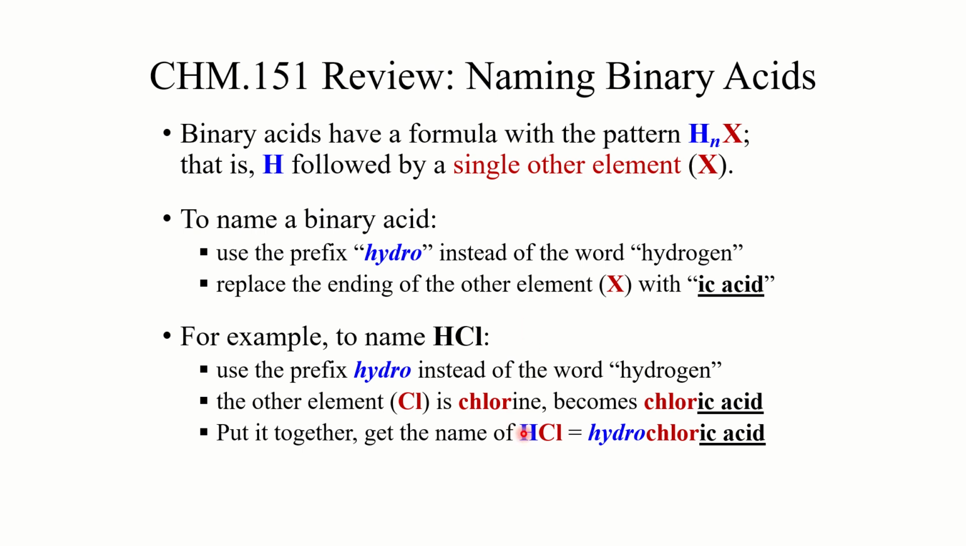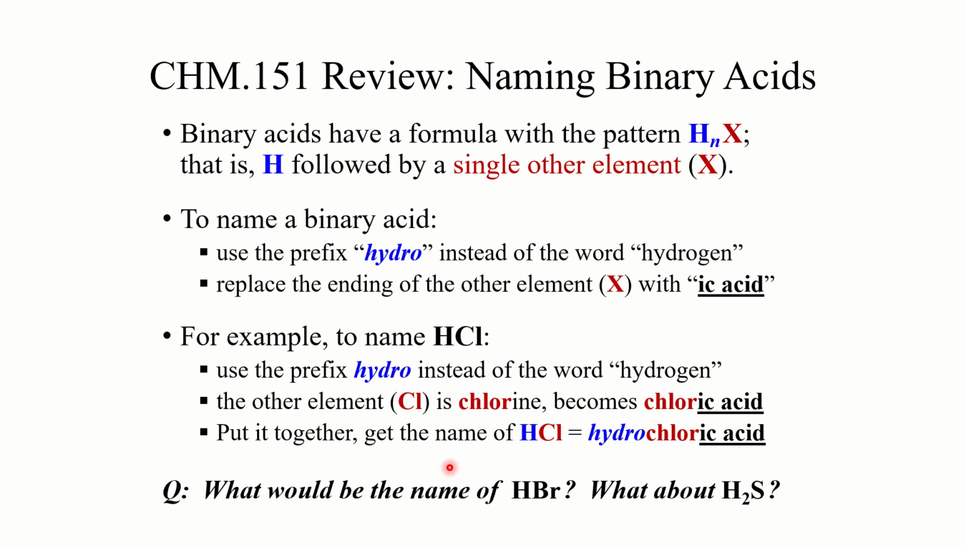The only major exception is cyanide. Cyanide is a polyatomic anion with the formula CN-. Cyanide is actually also named like a binary acid despite having two types of elements. So the acid HCN would be hydrocyanic acid.